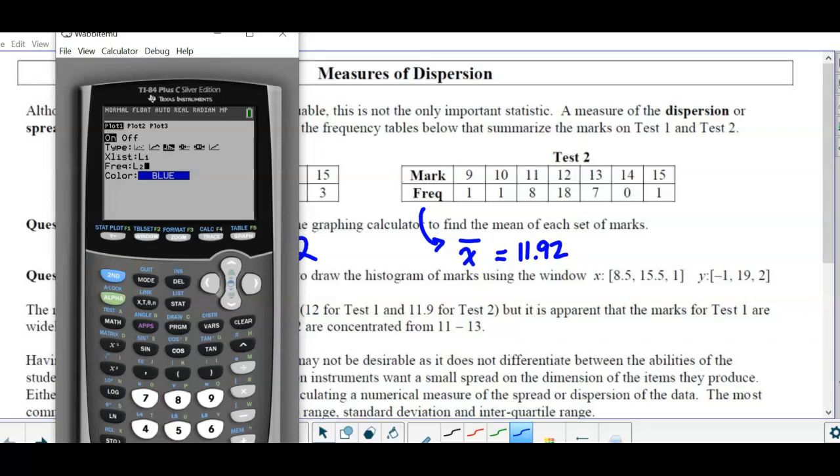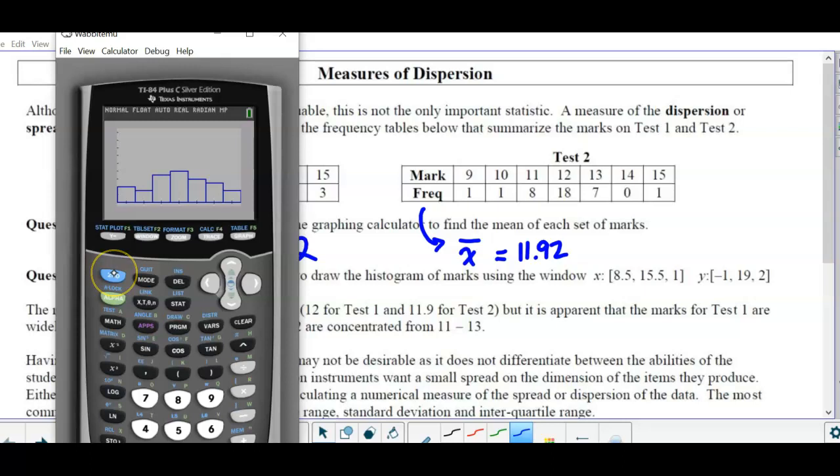Okay, and it's going to do mine in blue, so I'm going to just press graph. This would be for test 1. Not too variable, a little bit more in the middle, kind of makes sense. Let's take a look. I'm going to graph another one.